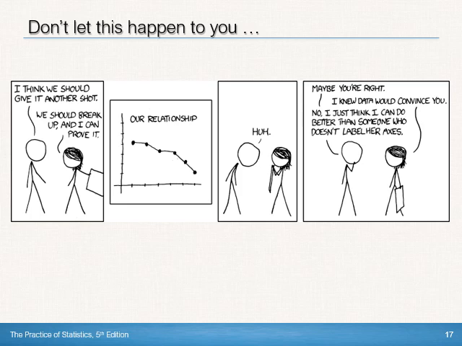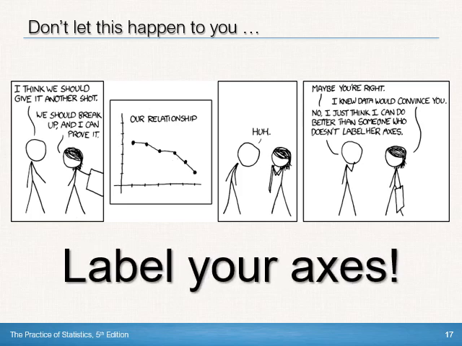All right, and then a little bit of humor here. So the figure on the right says, I think we should give it another shot. And then the other person says, we should break up and I can prove it. And they show a graph of their relationship, and clearly it's going down. And then the first figure says, huh, maybe you're right. And then the second figure says, I knew data would convince you. And then the first person says, no, I just think that I can do better than someone who doesn't label her axes.